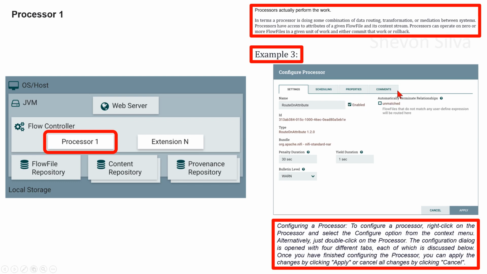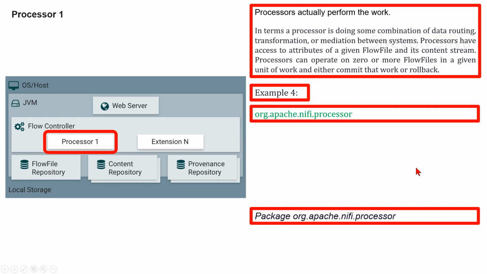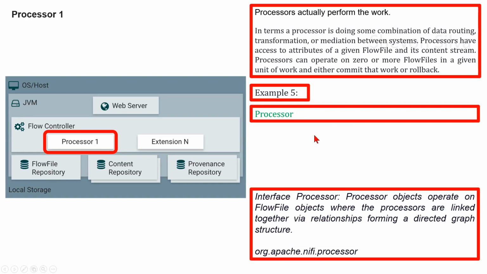And properties and commands. So in summary, as an example, we can consider package org.apache.nifi.processor. We can consider interface Processor. Processor objects operate on FlowFile objects, where the processors are linked together via relationships, forming a directed graph structure.